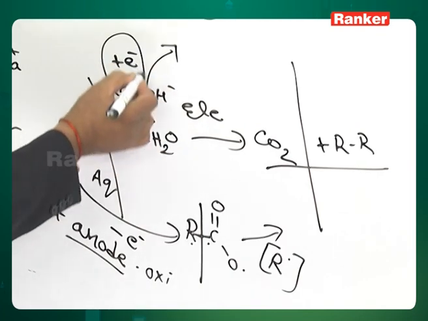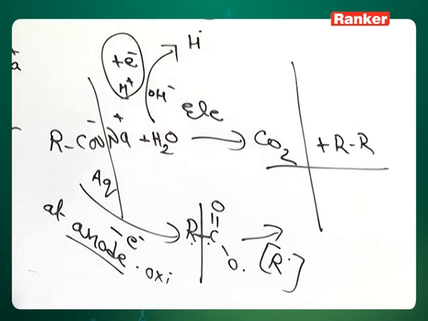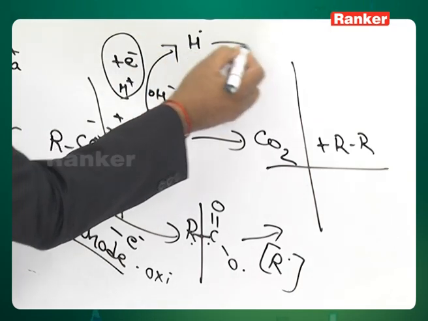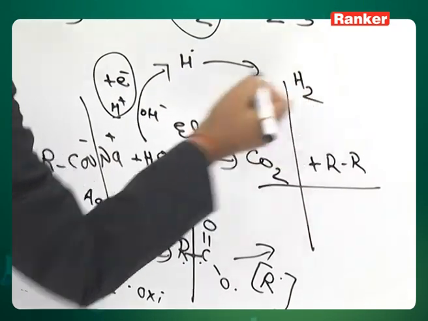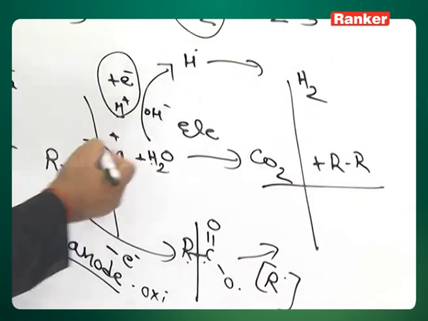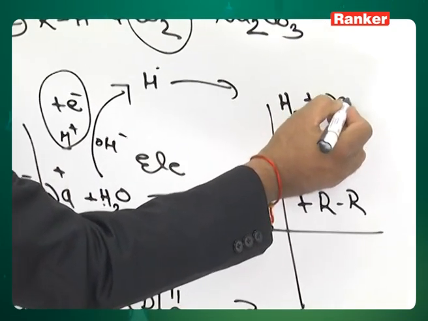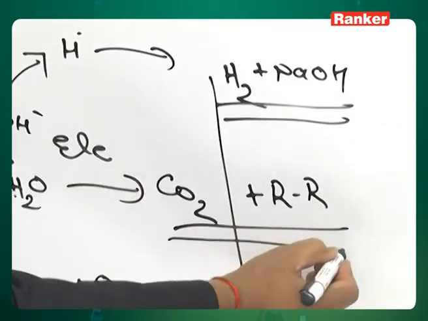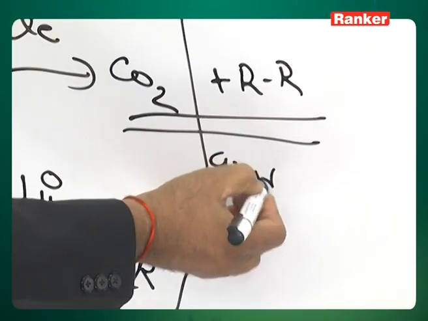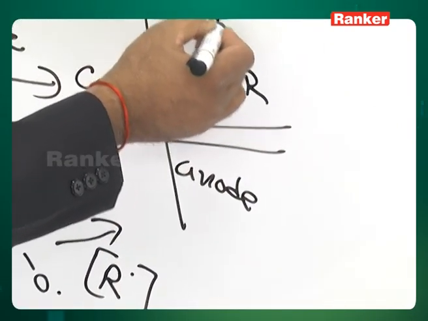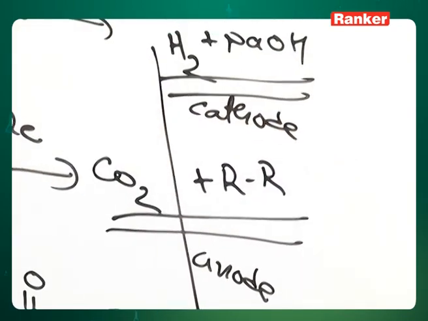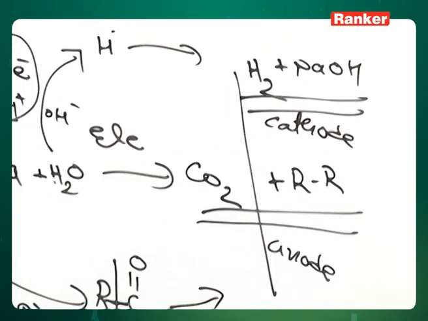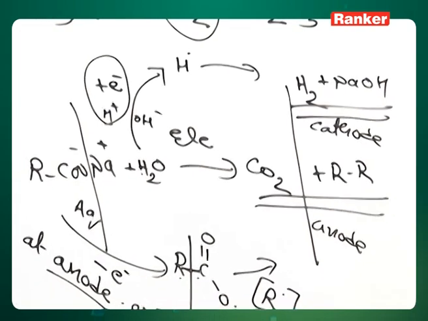The H plus will take the electron and become H dot. That H dot will join up, and you will get H2. However, the Na plus and OH minus form NaOH. So, these are the 4 products, 2 are formed at the cathode, 2 are formed at the anode. Therefore, some questions come: there are 4 products formed, divide the products into cathode products and the anode products.